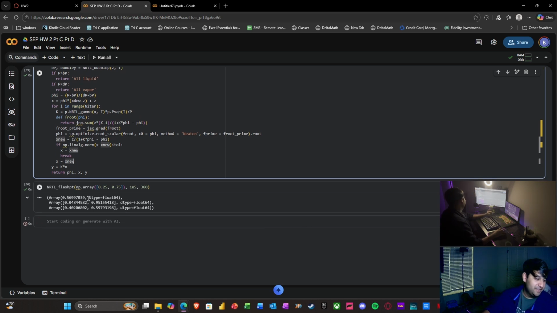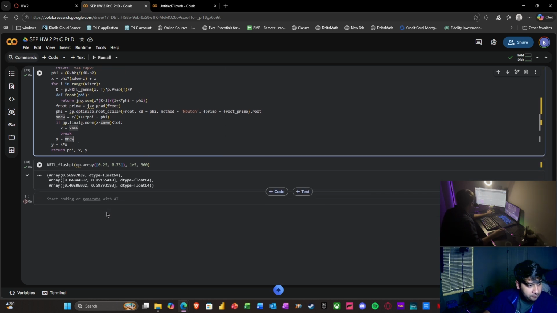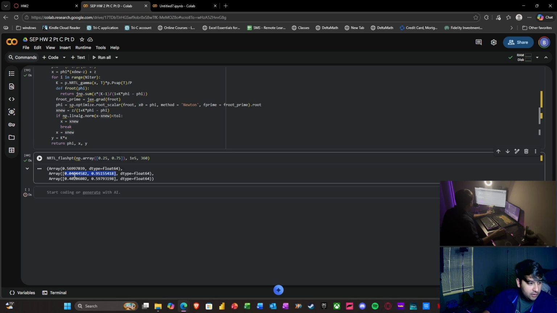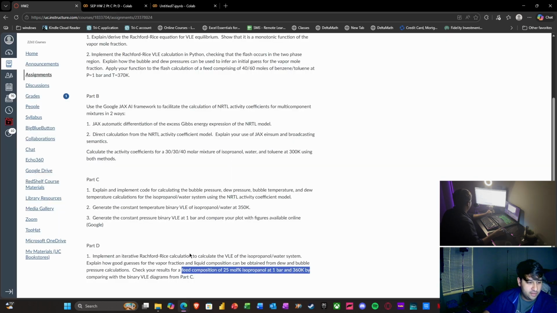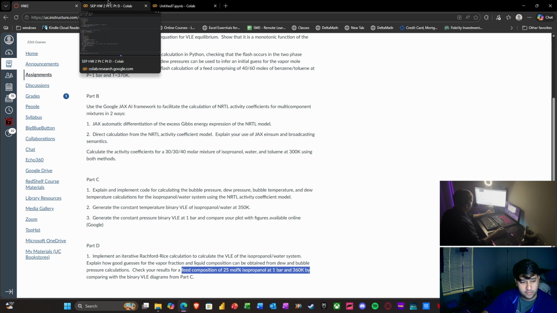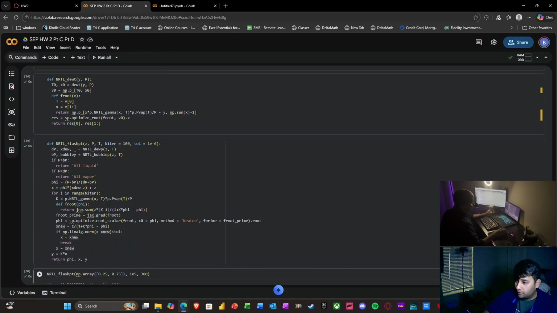So we did get our values. This is our isopropanol. It shows that 5% is liquid and 95% is vapor. With water, it's 40% and 60%. So we've successfully used our Rachford-Rice calculation to calculate the VLE of the isopropanol water system, utilizing our guesses for vapor fraction and liquid composition, by using the dew and bubble pressure calculations. So there we go.